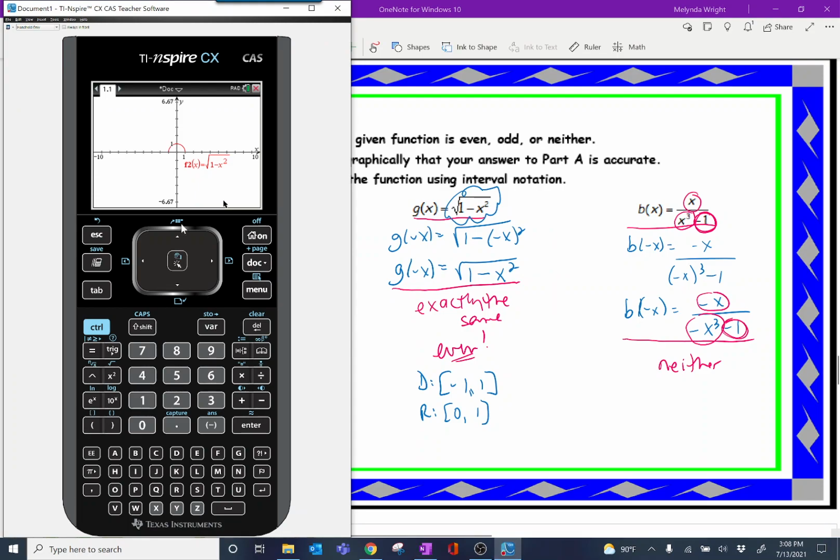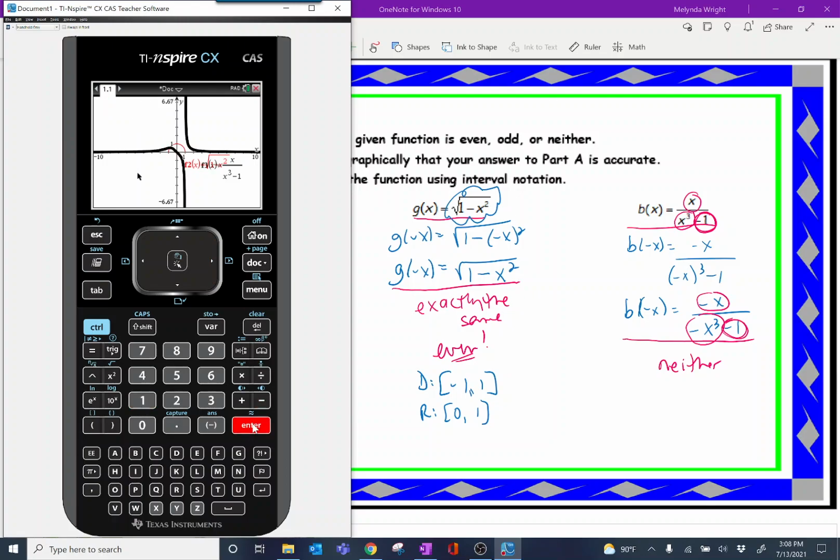And so let's take a look at our graph. Who knows if I can get back up there. We'll try it. Okay, great. So let's make this a fraction. So we've got x over x cubed minus 1. Let's see what this little guy looks like.